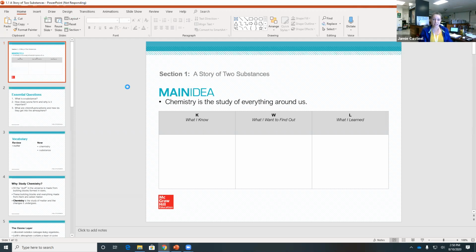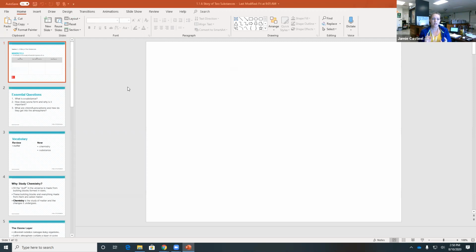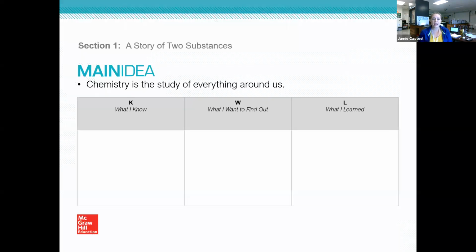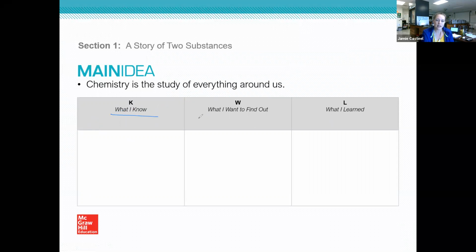But the first thing I need you to do is write down what you know about chemistry. So this is called a KWL chart, and we're going to use one every time we start a new section. So we're going to start with KWL. What do you know is going to go in that left part over there. So you're going to put what you know right here.